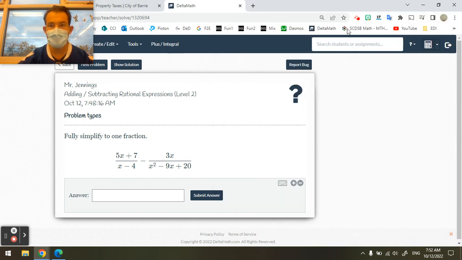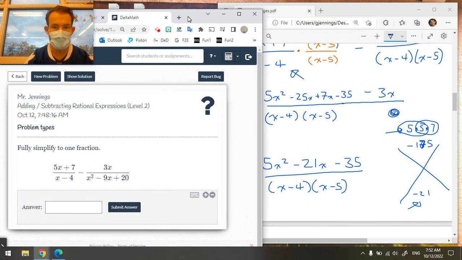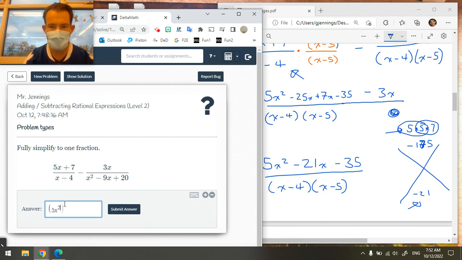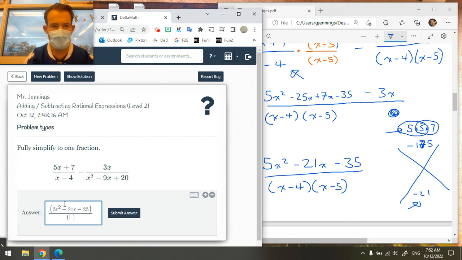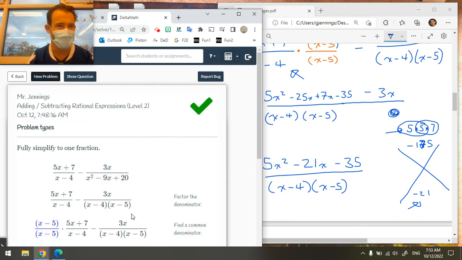So that's a little too much for me to hold in my head. So I'm going to put this here and copy out what we've got. We're going to put the top in brackets. 5x squared minus 21x minus 35, and the bracket, divide it all by, let's re-expand it, x squared minus 9x plus 20. How did I know that that would be the result of x minus 4 times x minus 5? Well, we factored it up here. Let's submit this, see if it likes it. Hooray! Okay, I got one right.